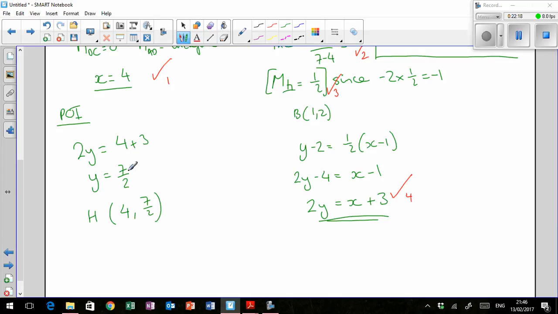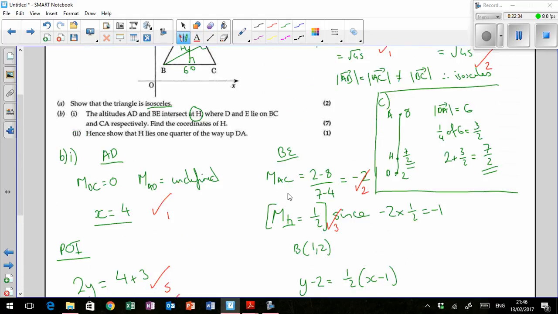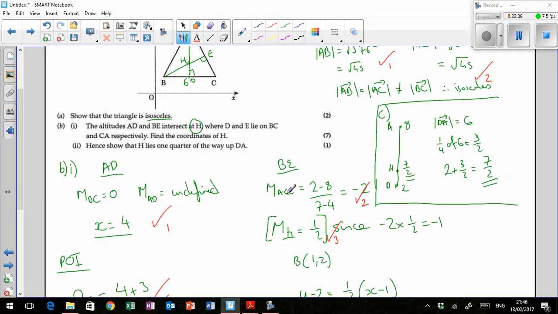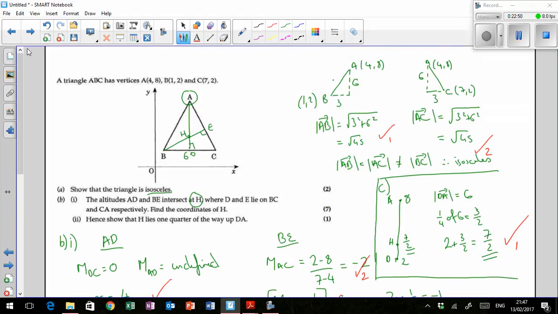Your fifth mark is for setting up your simultaneous equations by subbing 4 in. Your sixth mark is for getting 7/2, and your 7th mark is for putting the coordinate. And for C, it's just a proof that makes sense just for the mark. So showing that you know it's 6, 1/4 of 6 is 3/2, and then add the 3/2 down the bottom takes you to where you need to go.